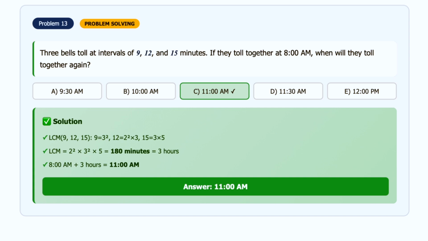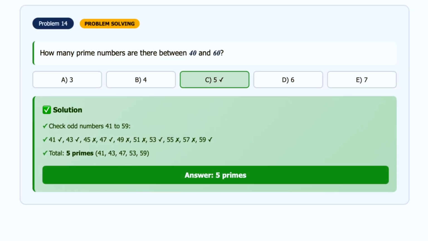The answer is C. Problem 14. How many prime numbers are there between 40 and 60? Check each odd number from 41 to 59. 41 is prime. 43 is prime. 45 is divisible by 5. 47 is prime. 49 is 7 squared. 51 is 3 times 17. 53 is prime. 55 is 5 times 11. 57 is 3 times 19. And 59 is prime. That gives us 5 primes: 41, 43, 47, 53, and 59.